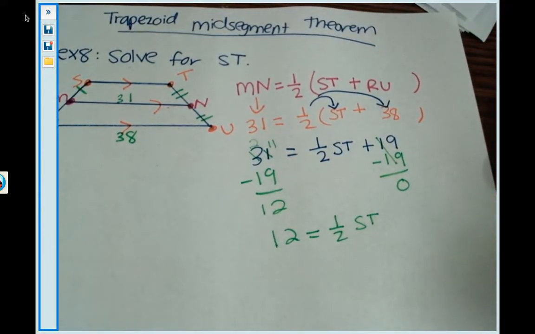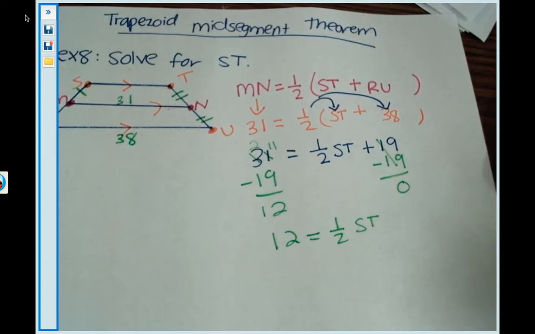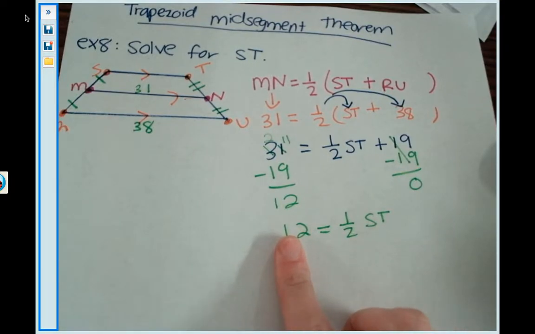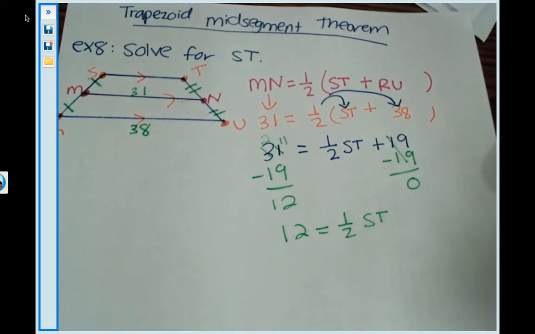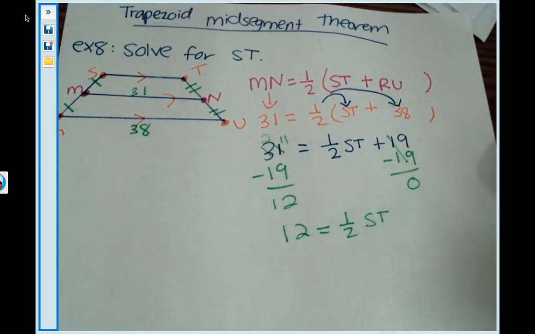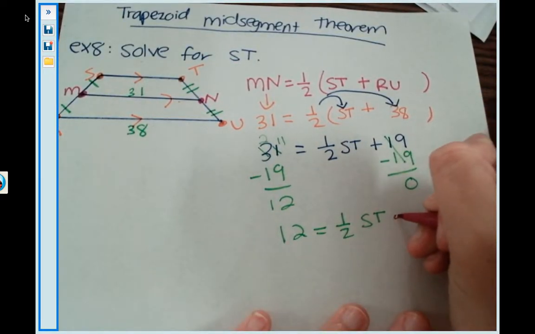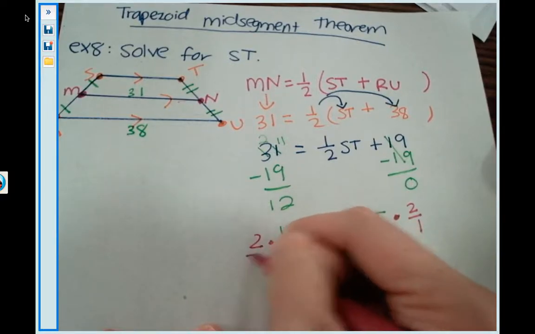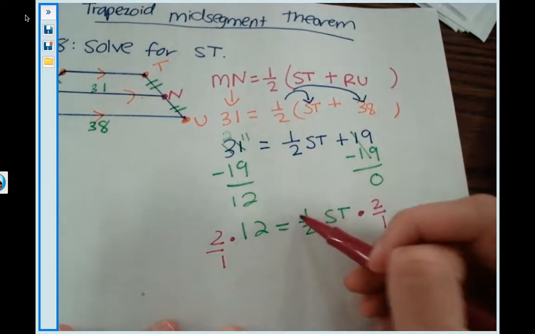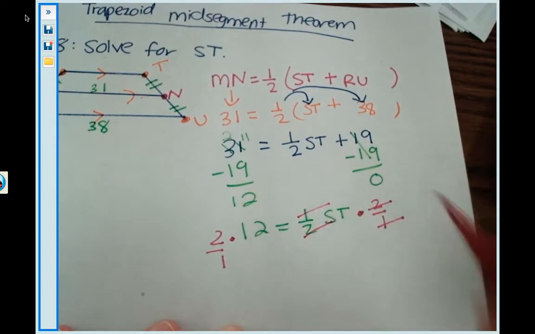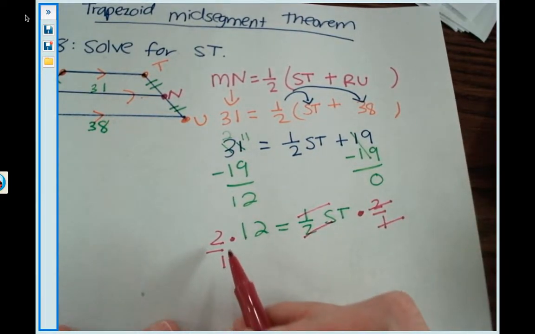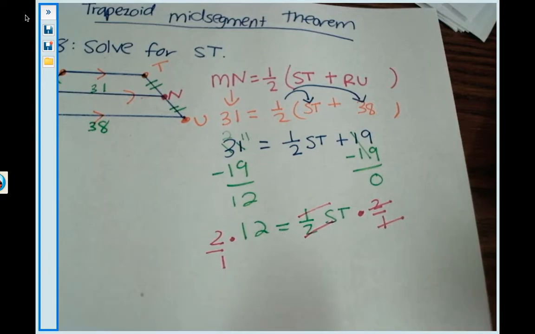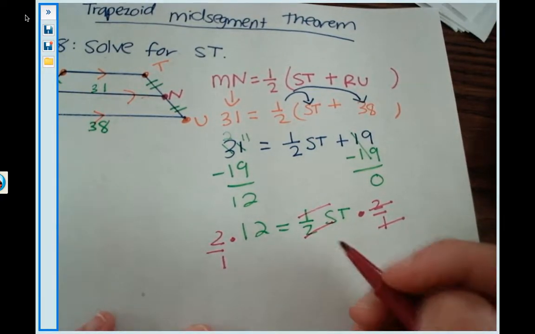We're so close. We just got to solve for ST. How do we move a fraction to the other side of the equal sign? You multiply by the reciprocal. The reciprocal of 1/2 is 2 over 1, so I'm going to multiply both sides by 2 over 1. On this side, the 1's cancel and the 2's cancel, so I'm left with ST. On the other side, 2 over 1 times 12 is the same thing as 2 times 12. So ST will be 24.